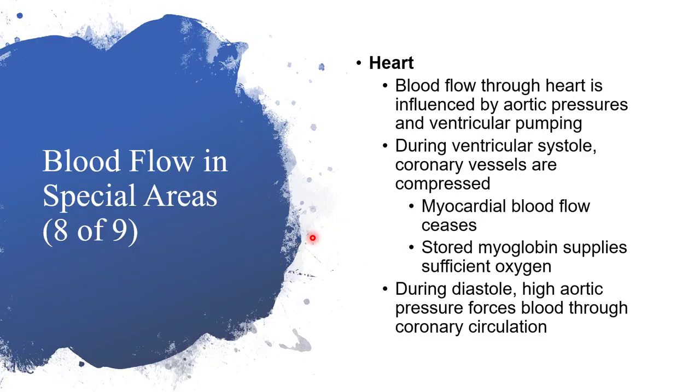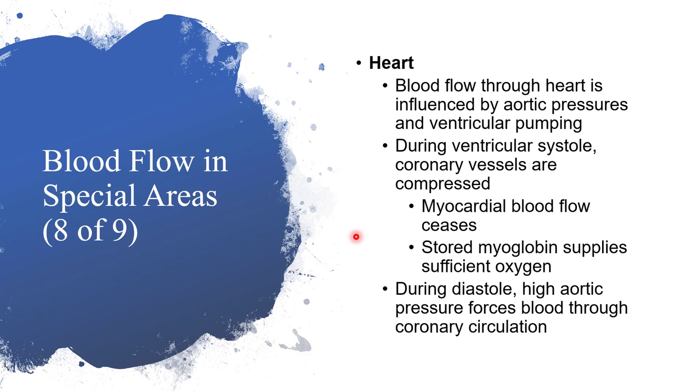Now the heart, blood flow through the heart is influenced by the pressure in the artery and the force of blood coming in from the ventricle. During ventricular systole, let's close our eyes and imagine the heart. The coronary blood vessels are compressed because your ventricles are in a contracted state, and it is compressing every coronary blood vessel that is around it.